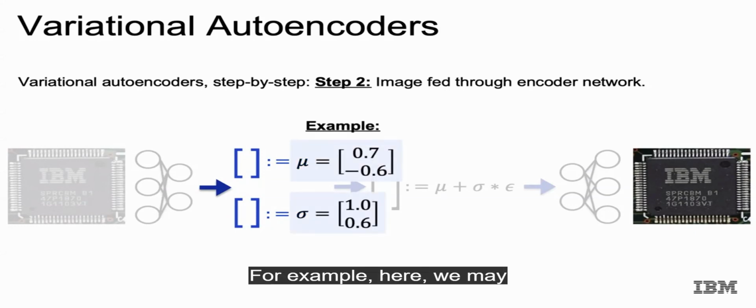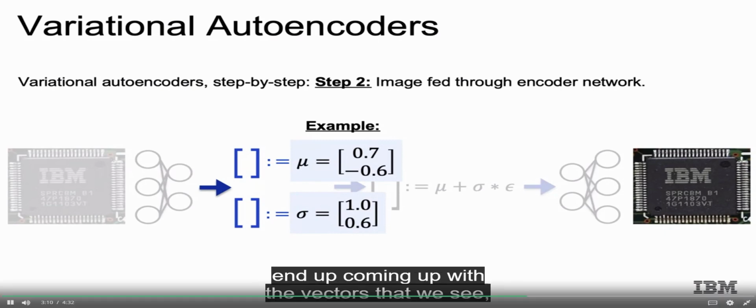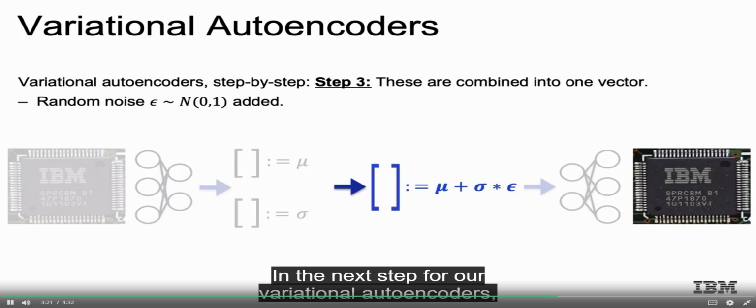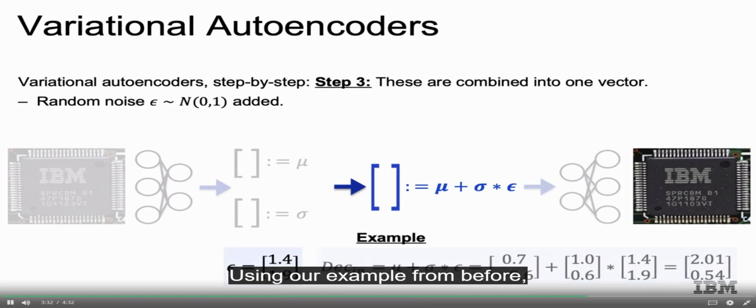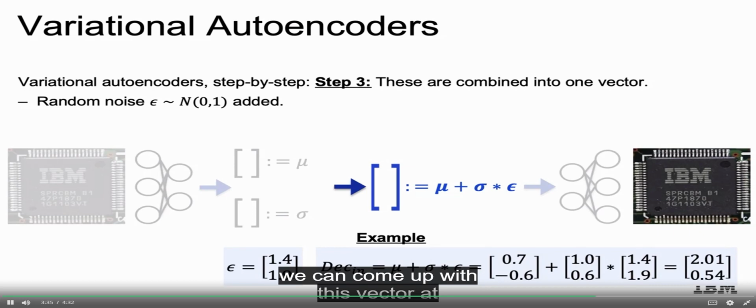So for example, here we may end up coming up with the vectors that we see, which are for the mu 0.7 and negative 0.6, and then 1 and 0.6 for the sigma values. In the next step for our variational autoencoders, we combine these two values into one vector and add on some white noise with a mean of 0 and a standard deviation of 1. So using our example from before, we can come up with this vector at the end of 2.01 and 0.54, by adding the mean, that mu, plus the sigma multiplied by our noise term.